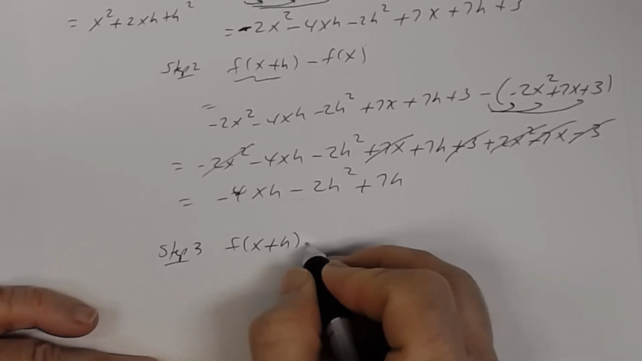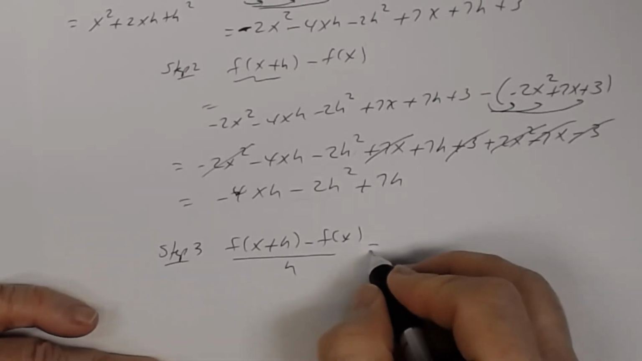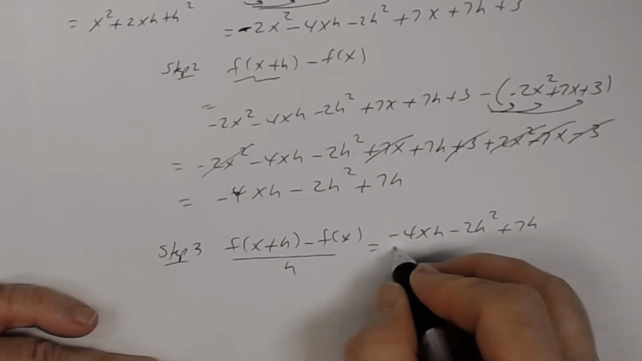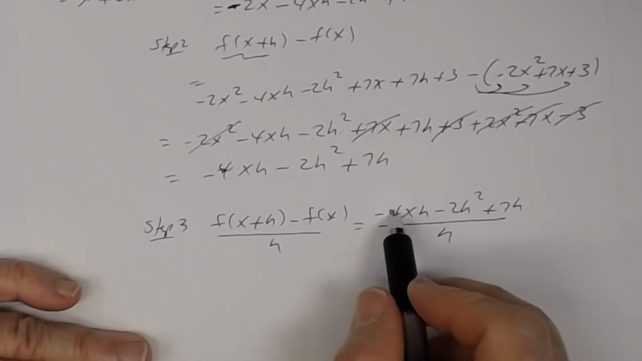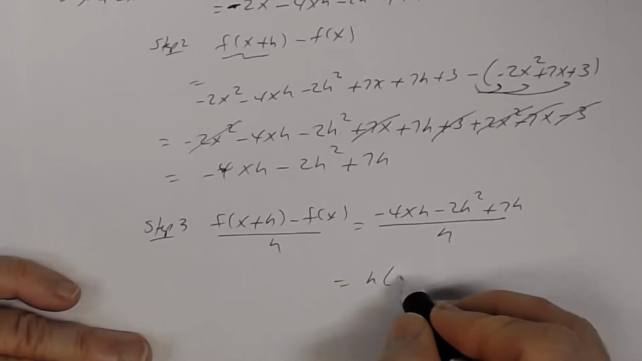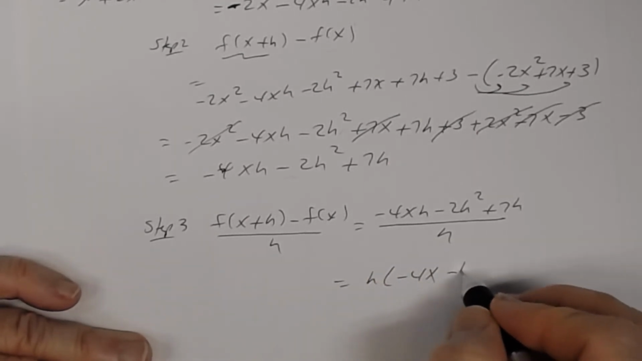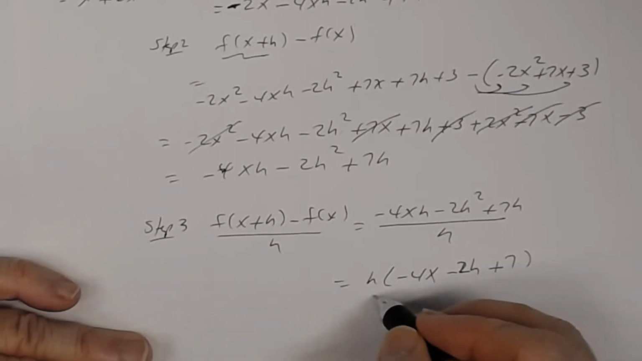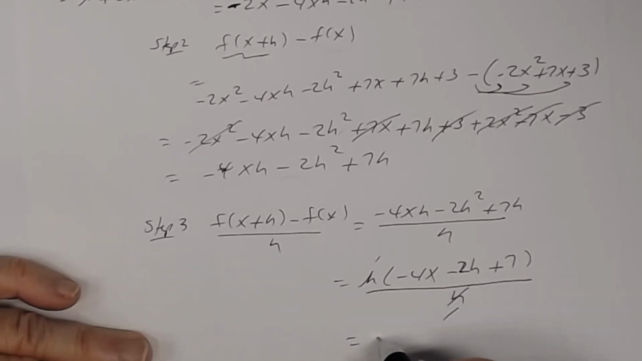So you're going to take the numerator and divide by h. So your numerator is this. So you get negative 4xh minus 2h squared plus 7h, all divided by h. And at that point, though, you want to factor out the h. So you're going to get h times negative 4x. So h times negative 4x is negative 4xh. H times a negative 2h is a negative 2h squared. And then h times a positive 7 is 7h. And then they divide by h. These h's divide out. And so you get negative 4x minus 2h plus 7.